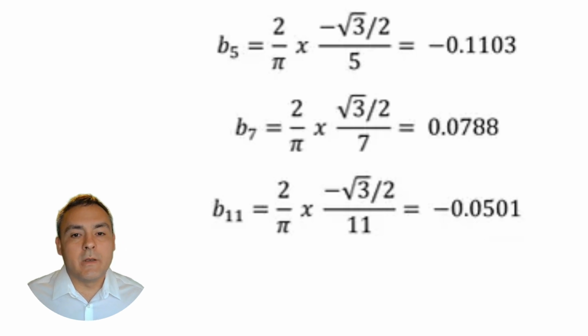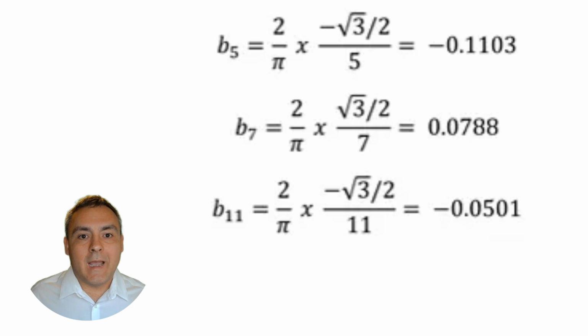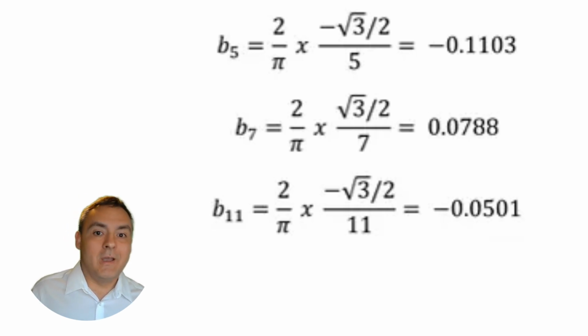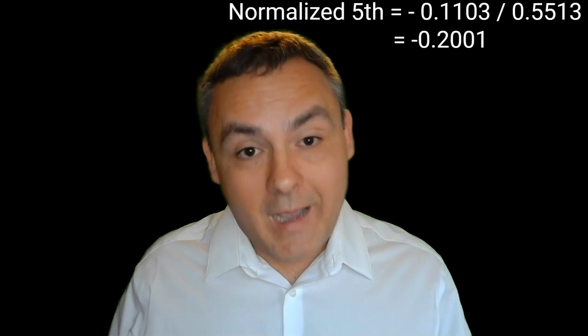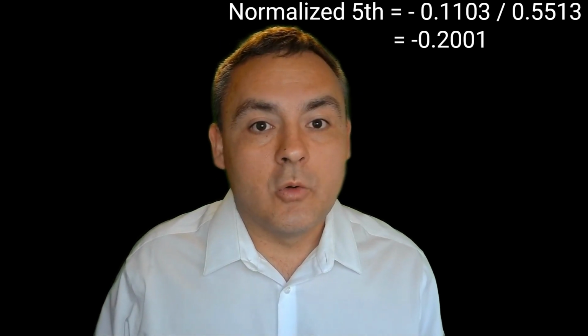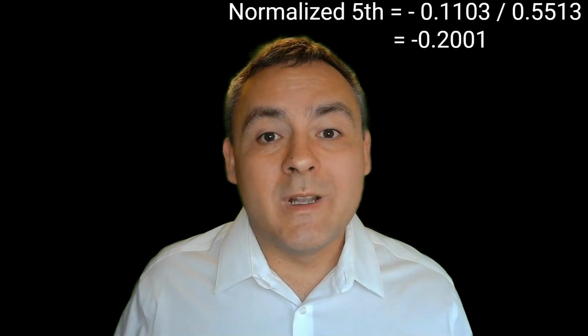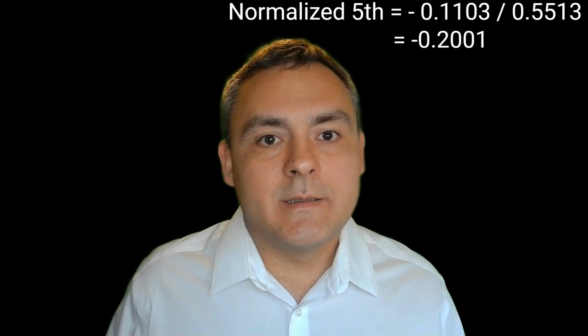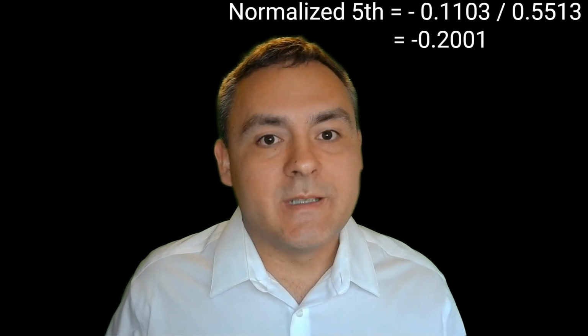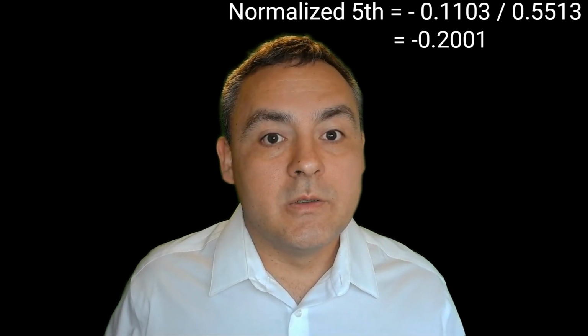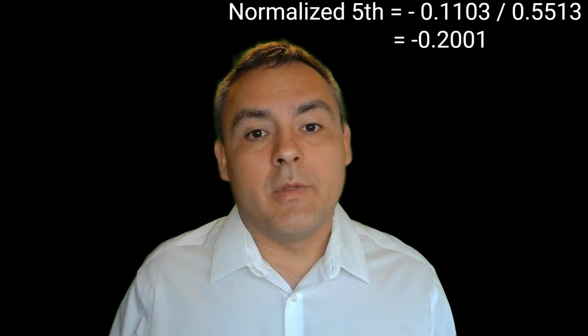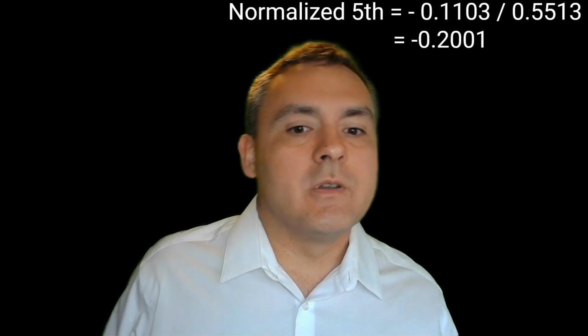I also did this for the fundamental and came up with 0.5513. The last thing to do is normalize the Fourier coefficients to the fundamental. This just means dividing the coefficient under consideration by the fundamental coefficient. So the normalized coefficient for the fifth harmonic is negative 0.1103 divided by 0.5513, which is negative 0.2001. We only care about the magnitude, so the negative goes away.